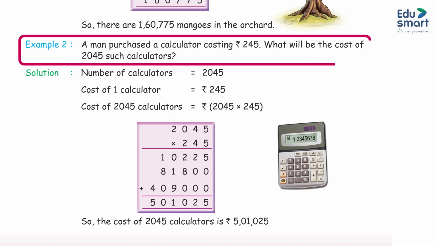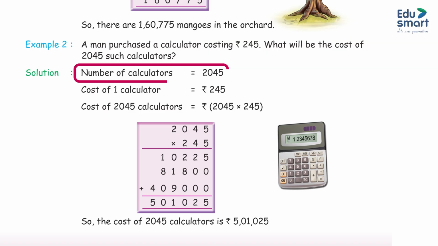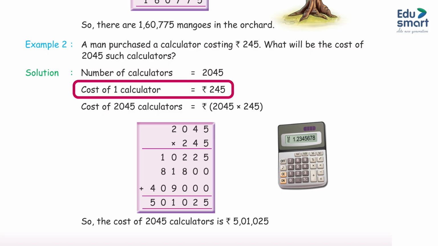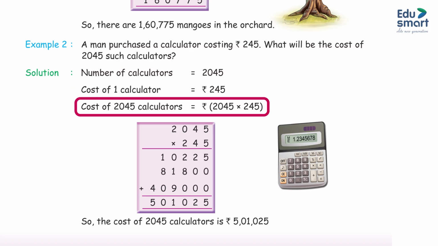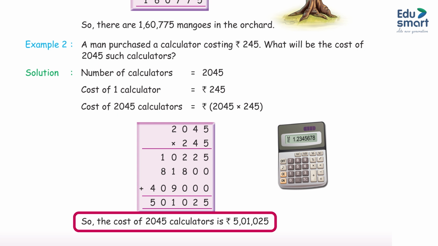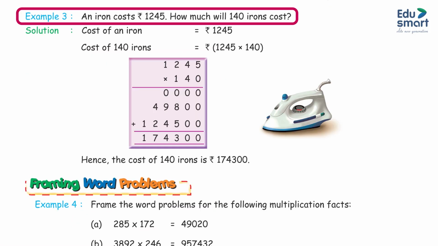Example 2. A man purchased a calculator costing rupees 245. What will be the cost of 2045 such calculators? Solution. Number of calculators 2045. Cost of one calculator rupees 245. Cost of 2045 calculators is equals to rupees 2045 into 245. So the cost of 2045 calculators is 5,01,025.